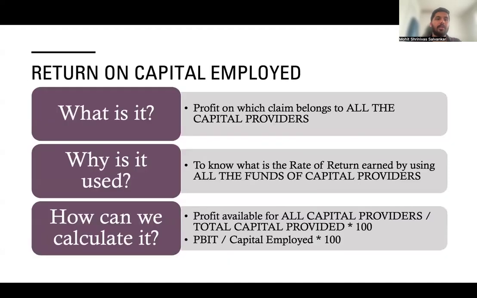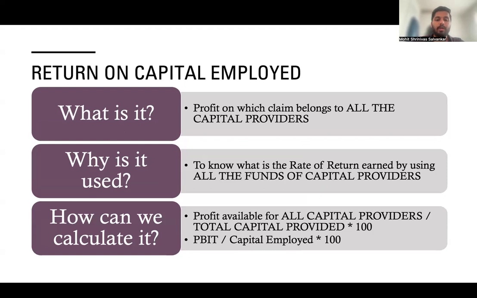Nothing important here. Then comes the return on capital employed. Now, this is important. It's calculated even in the industry worldwide. It is a very important ratio to understand. So, what is capital employed firstly?